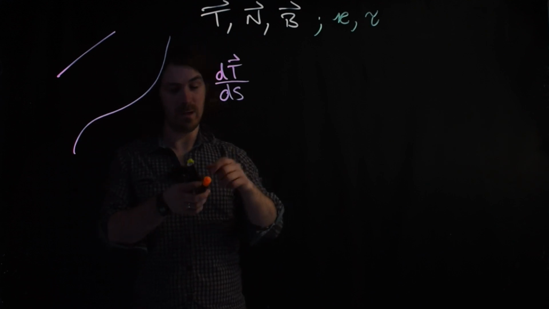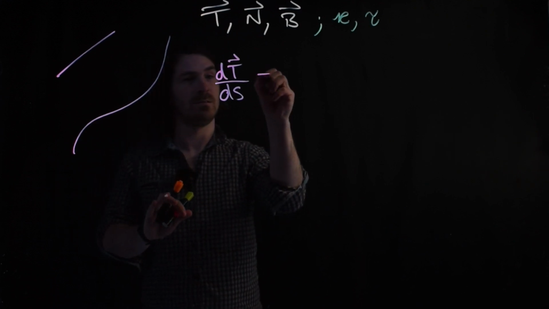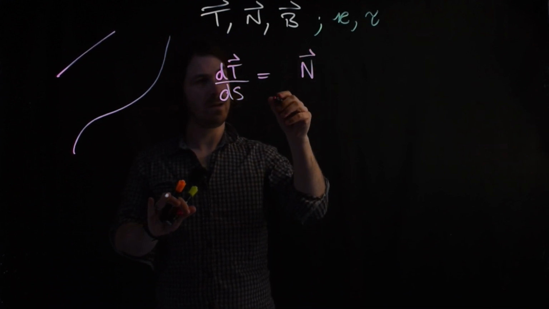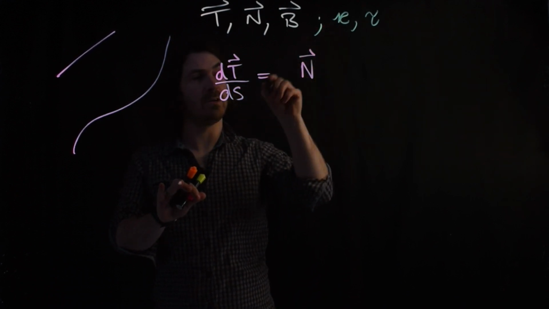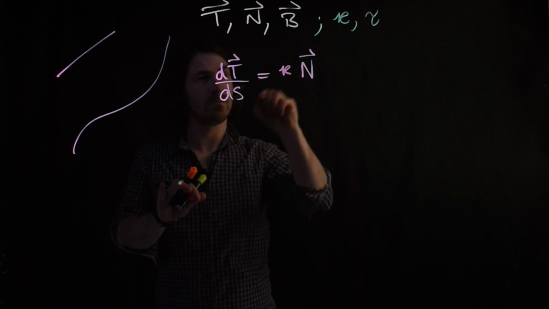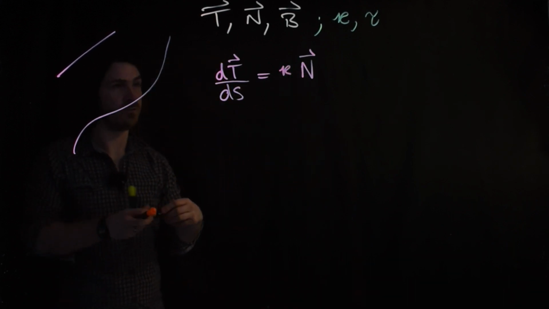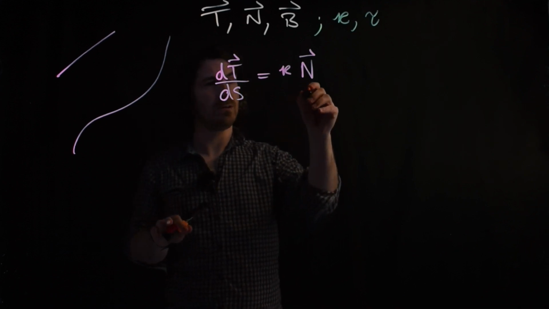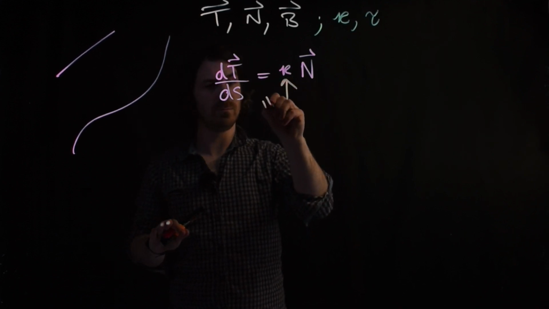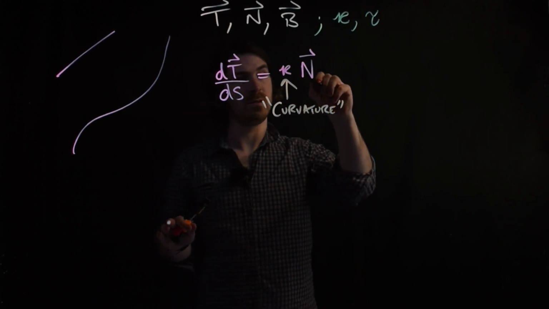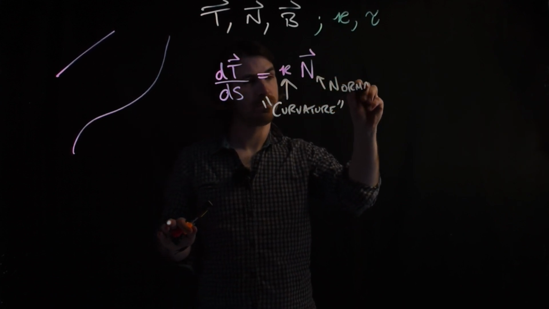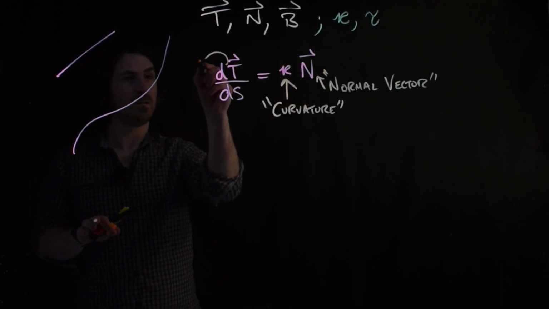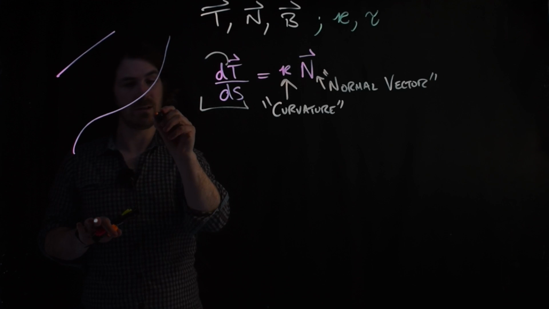And we call this the normal vector. We now introduce this parameter kappa, which is the curvature. So this is just a definition for now. This is the curvature, and this is the normal vector, and this is the change in the tangent vector.